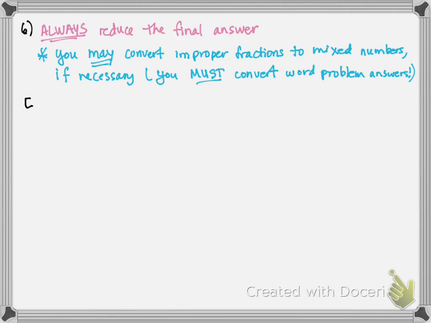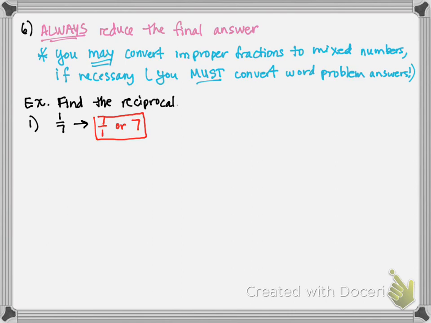All right, so our examples. First off, we're going to just talk about find the reciprocal. So we're going to practice that piece of dividing fractions. So if I have 1/7, my reciprocal is going to be flip it 7/1, or if you simplified it, just be 7. Okay? So either one of those would be okay.